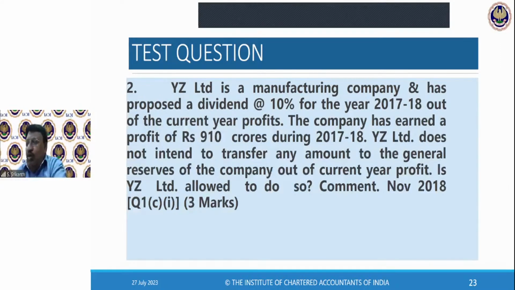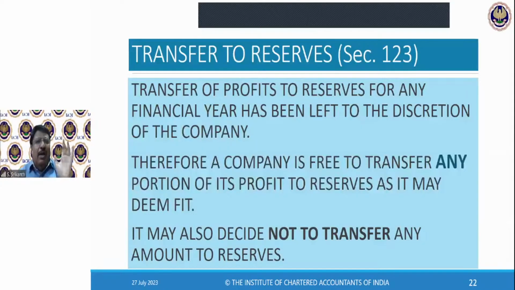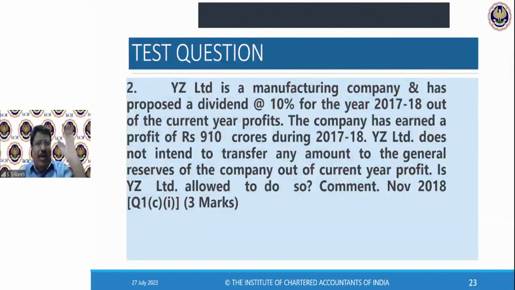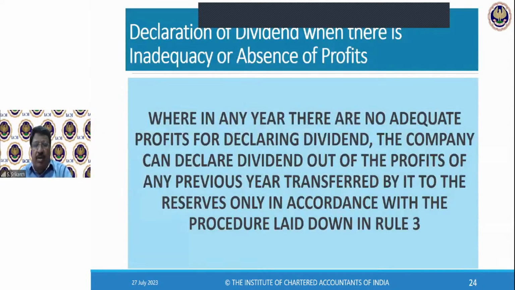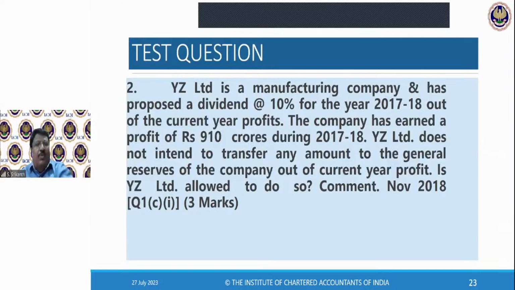Provided you know this provision, you will write. If you don't know, you will write something. If you know this, you will write according to section 123, blah, blah, blah, and get 3 marks straight. Even if they don't give you 3, they'll give you 2.5 marks. Okay. So you should pray to God now.